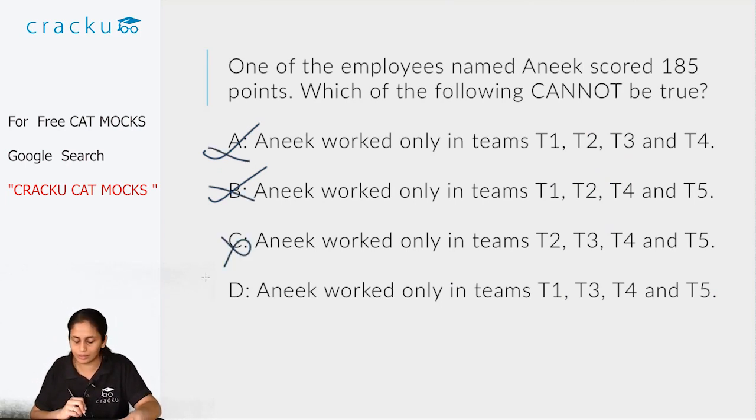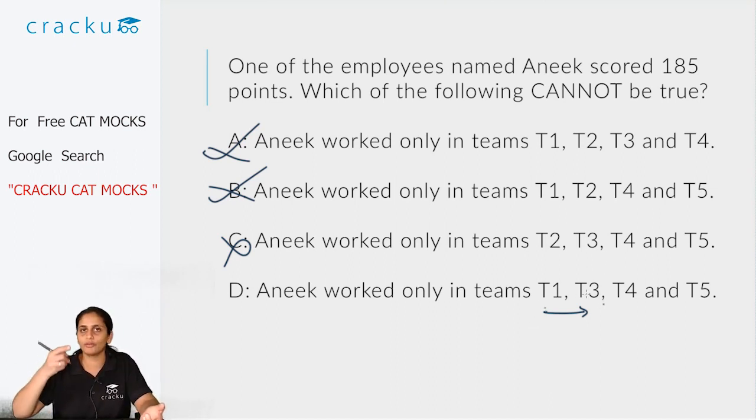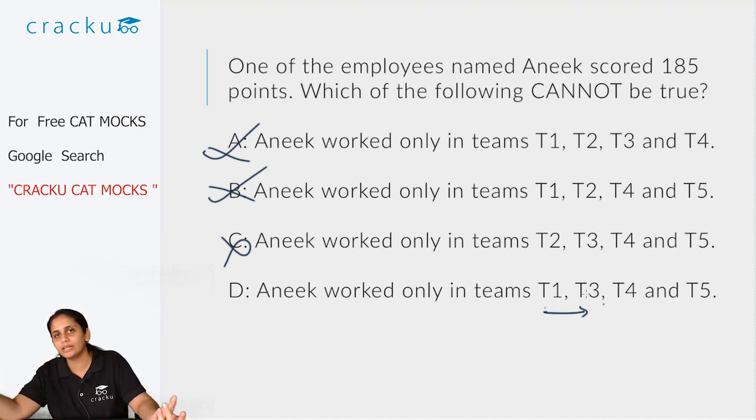Now let's see the 4th option. Anik worked only in teams T1, T3, T4 and T5. Now let's consider how. The thing here is, this says that somebody went from T1 to T3, but it is impossible to go from T1 to T3. If you have to go from T1 to T3, one way to go is if you go from T1 to T2 and then to T3.